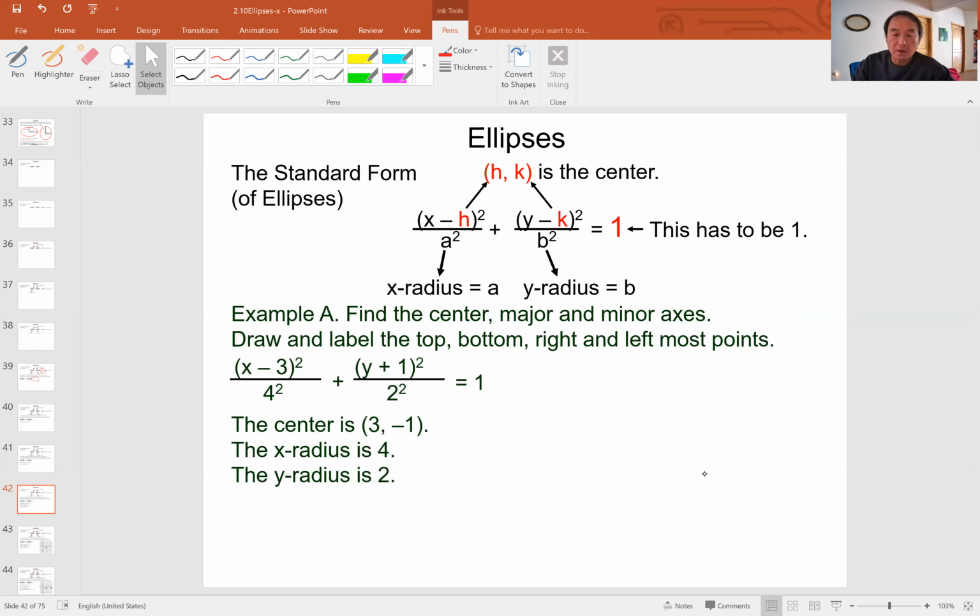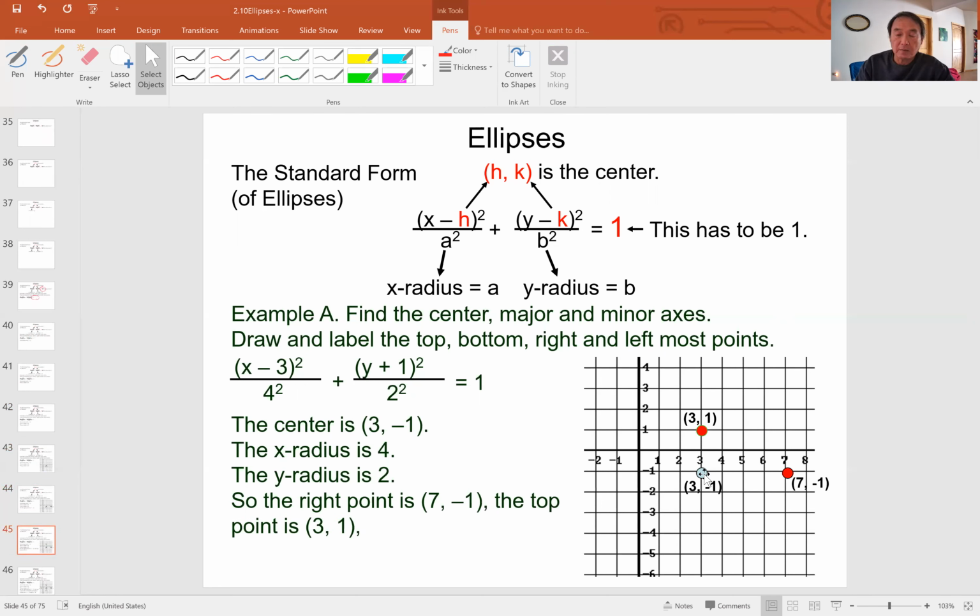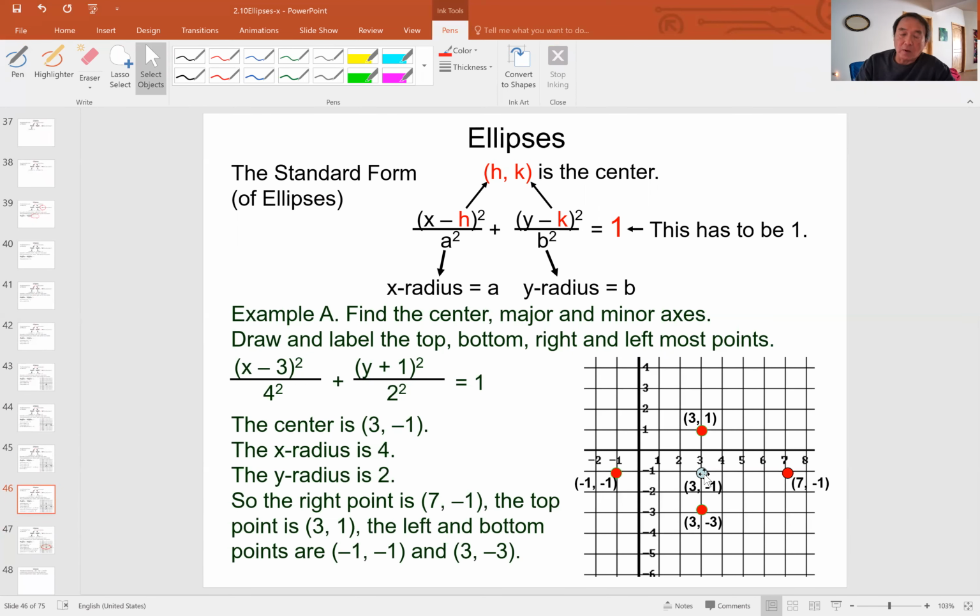There is a formula to figure out where the foci are, but we're not going to do that. We're just going to graph the center, and we're going to graph the 4 cardinal points: x radius 4, y radius 2, and we graph the 4 points, and then we just shape the ellipse. This is how we're going to graph it, provided we have the equation in this format.